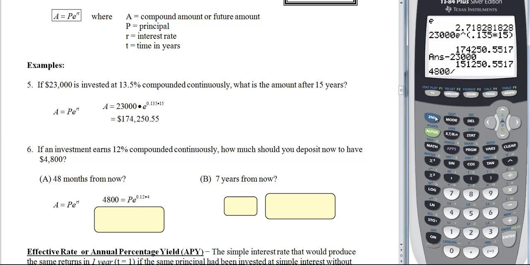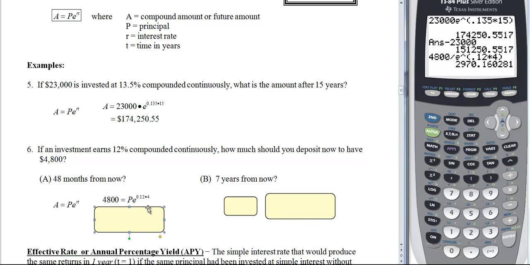divide by second LN. I'll put my 0.12 times 4 in the parentheses. And we should deposit that much if we want 4,800 in 4 years. Okay? 7 years from now, well, still under continuous compounding. Only change is that 7 goes here. So let's see how much we have to invest.